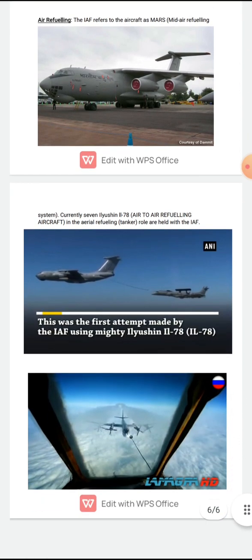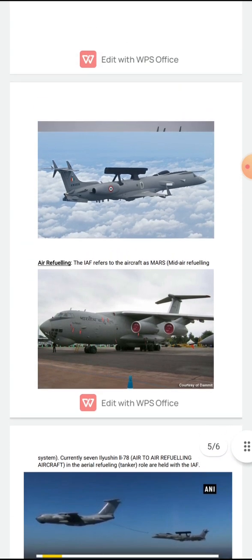See, these images I have taken from different news media channels. The image at the bottom is from a Russian media channel, where from this air refueling tanker Ilyushin 78, one pipe is extended towards another aircraft and the mid-air refueling is being done. The other news is the screenshot of an ANI report on what the Indian Air Force did. This was the first attempt made by the IAF using the mighty Ilyushin 78.